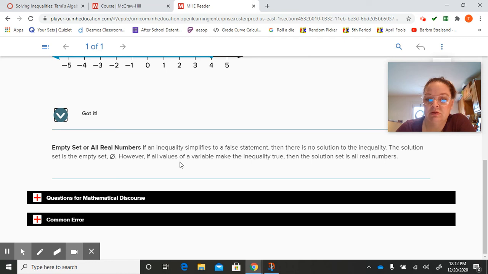However, if all values of a variable make the inequality true, then the solution set is all real numbers. Right? So if you get that 1 is equal to 1, like our identity that we talked about with our equations in semester 1, that's all real numbers.